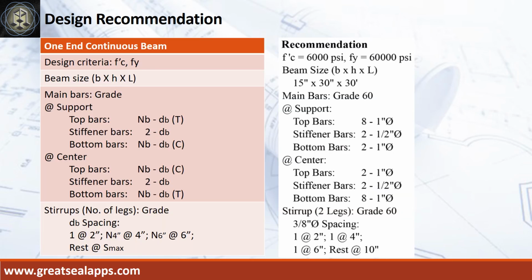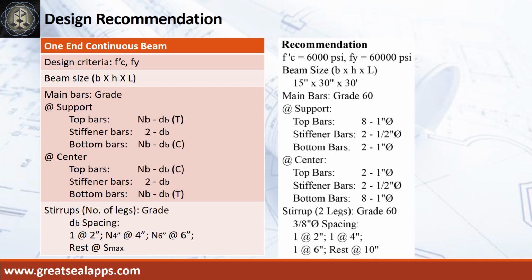Design recommendation as follows: FC prime equals 6,000 psi, Fy equals 60,000 psi, beam size is 15 inches by 30 inches by 30 feet, main bars of grade 60. At support, top bars 8 pieces 1 inch diameter bar, stiffener bars 2 pieces half inch diameter bar, bottom bars 2 pieces 1 inch diameter bar. At center, top bars 2 pieces 1 inch diameter bar, stiffener bars 2 pieces half inch diameter bar, bottom bars 8 pieces 1 inch diameter bar.